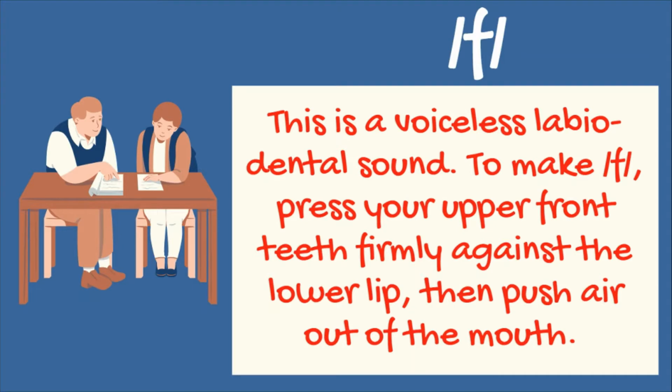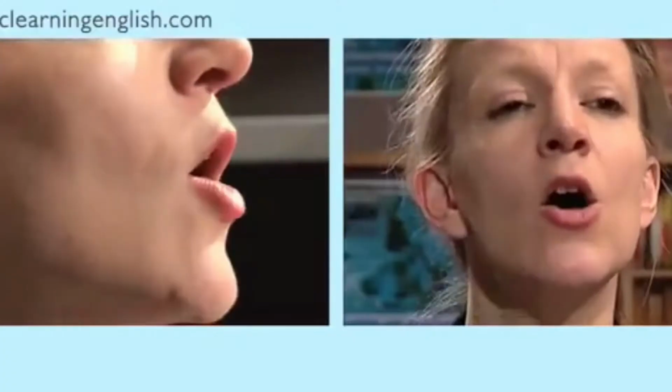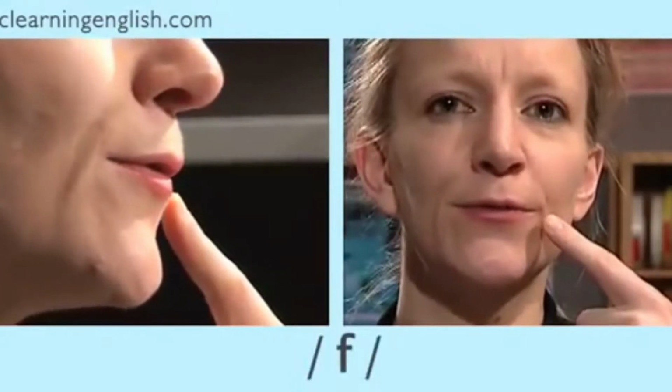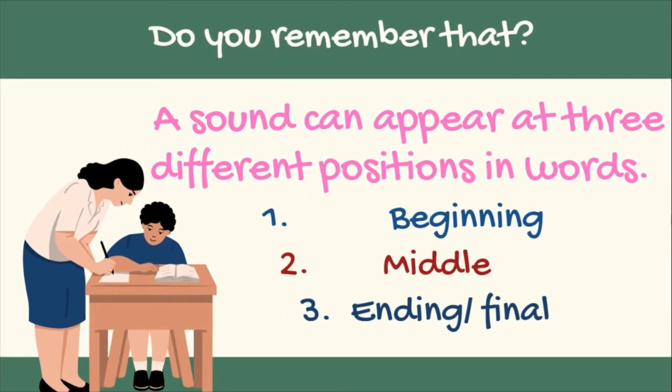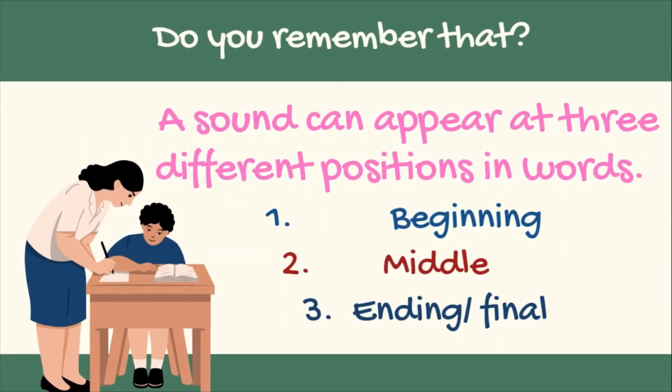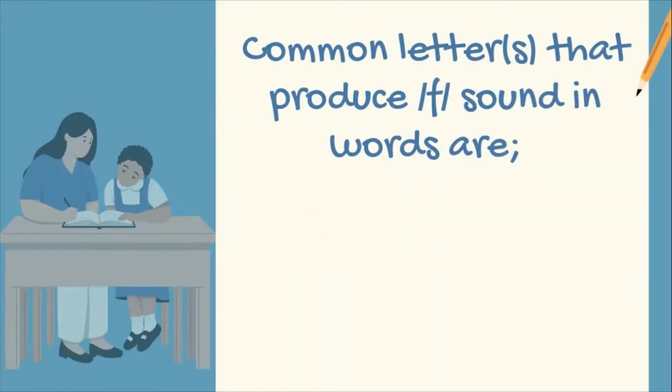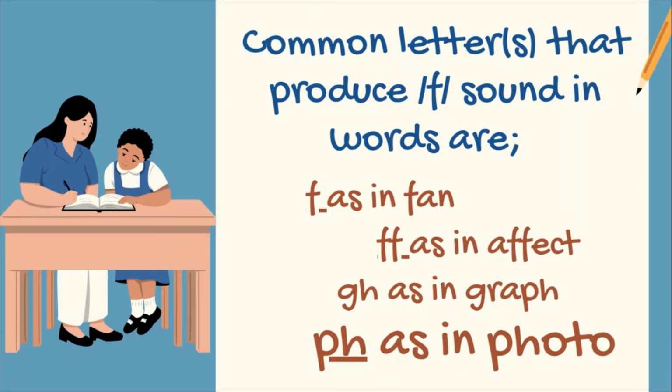Now let's learn how to pronounce this sound. Watch my lip and my top teeth. Now you try. Do you recall that a sound can appear at three different positions in a word? It can be either at the beginning, at the middle, or at the end of that particular word. So, before we move into showing where these sounds occur in different words, let us look at the common letters that produce this sound in our words.